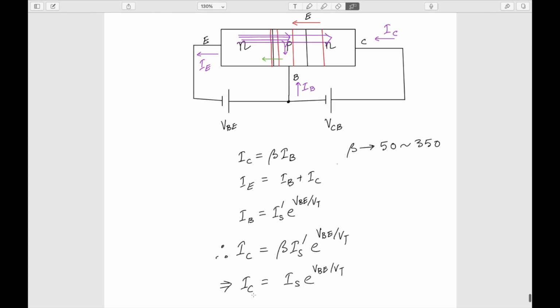Now, if you see here, this IC is exponentially related to VBE. So IC is not at all related to the voltage VCB applied at the collector. What it means is that even if I vary this VCB, my IC is not changing at all. It is constant. It is just dependent on this voltage. This is one of the very important properties of the transistor. This current IC is only dependent on VBE, and it changes exponentially.